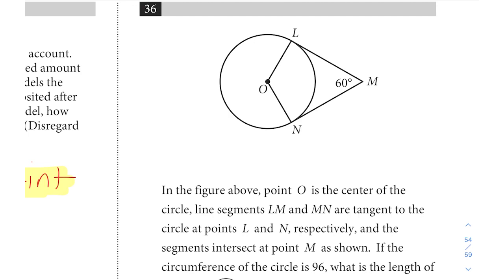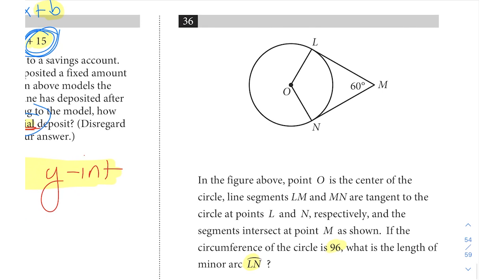Here it says in the figure above, point O is the center of the circle. Line segments LM and MN are tangent to the circle at points L and N. And it says that if the circumference is 96, what is the length of minor arc LN?